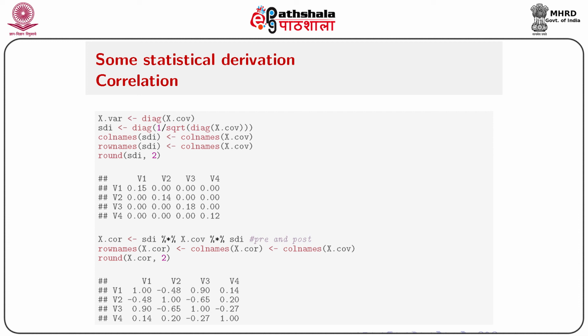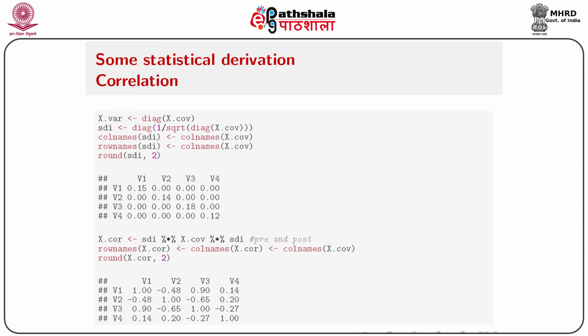Say, assign a diagonal matrix x.var of the diagonal of the x.cov matrix that we defined earlier, and then SDI equals the diagonal of 1 by the square root of the diagonal x.var. So for the diagonal matrix square root, if you take 1 by that, it will give you the inverse. And then column names and row names can be assigned as earlier. Round it to just 2 significant digits, and then you can take SDI. The SDI matrix will have only the diagonal elements; the off-diagonal should be 0.